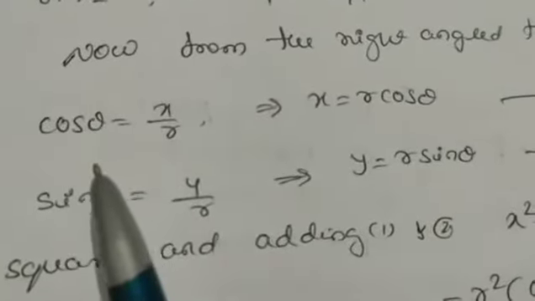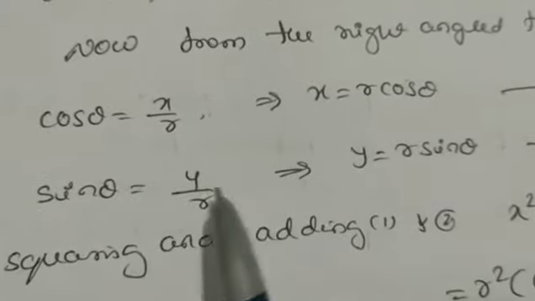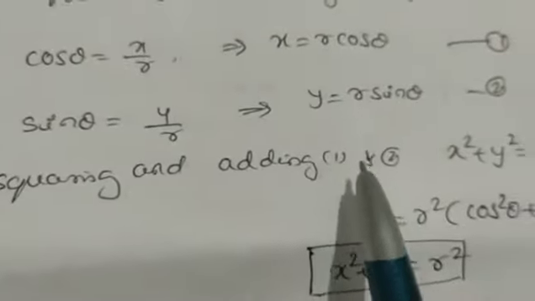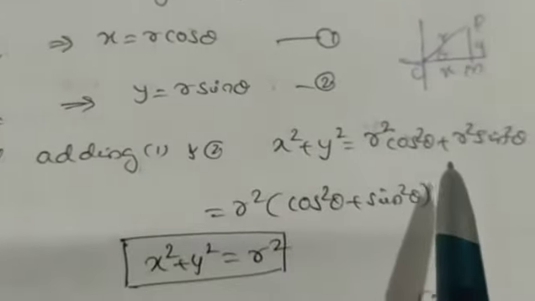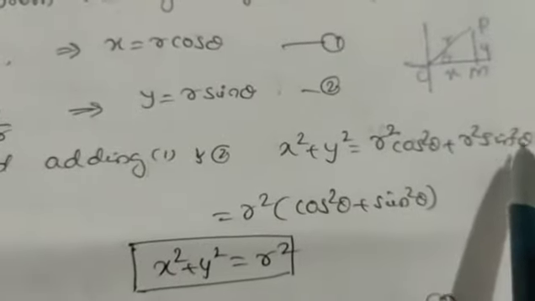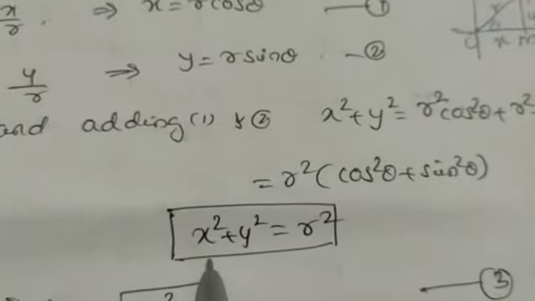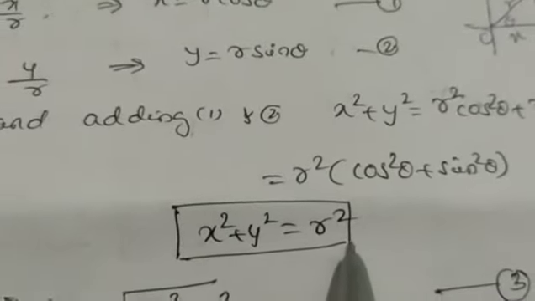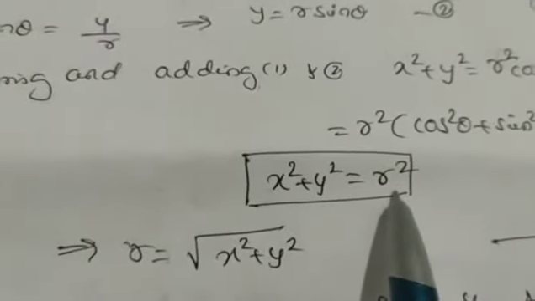From this we can say cos theta is x by r, which implies x is equal to r cos theta, and sin theta is y by r, which implies y is equal to r sin theta. Now squaring and adding these two, we get x square plus y square is equal to r square cos square theta plus r square sin square theta. Taking r square common, we have cos square theta plus sin square theta, which is equal to 1. So we can say x square plus y square is equal to r square. This is the relation between Cartesian and polar coordinates.